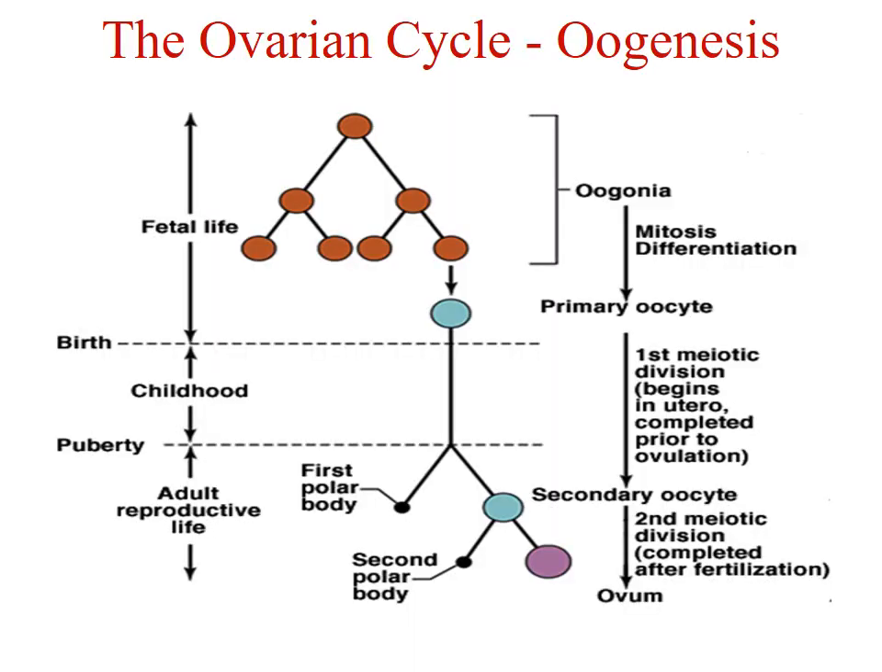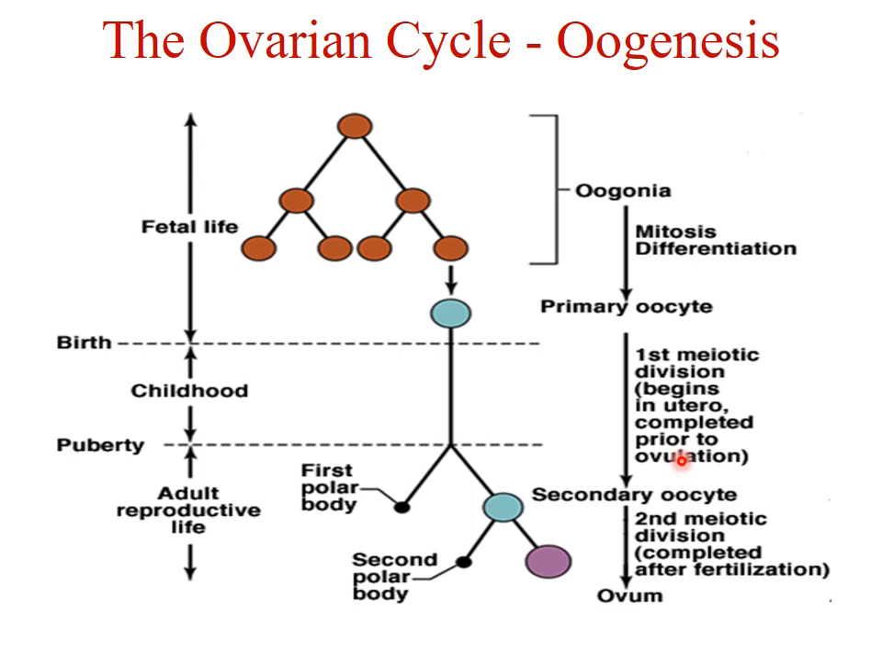This is a schematic representation of the oogenesis happening in the females. You can see the oogonia. This part is all happening in the fetal life. The primary oocytes will be formed as a result of the mitosis of the oogonia that happens in the fetal life inside the uterus. And then the birth takes place at this particular point, and you can see the first meiotic division begins within the uterus and is completed prior to the ovulation.